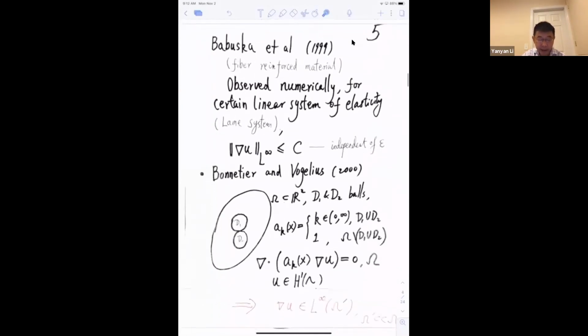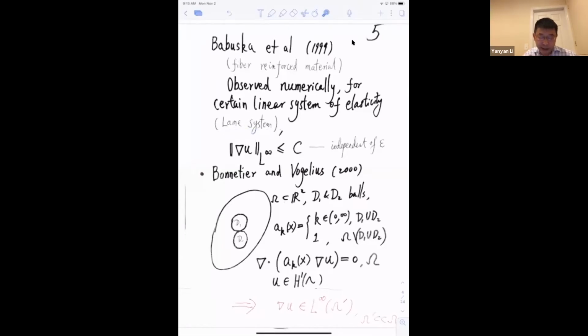Then Ivo Babuska and collaborators, there were two papers, I think, in 1999, quite some time ago. The title of the paper is Damage Analysis of Fiber Composites, Part 1, Statistical Analysis on Fiber Scale. There, they used the Lamé system to make a model. This is a homogeneous, isotropic, linear system of elasticity, which I will write down.